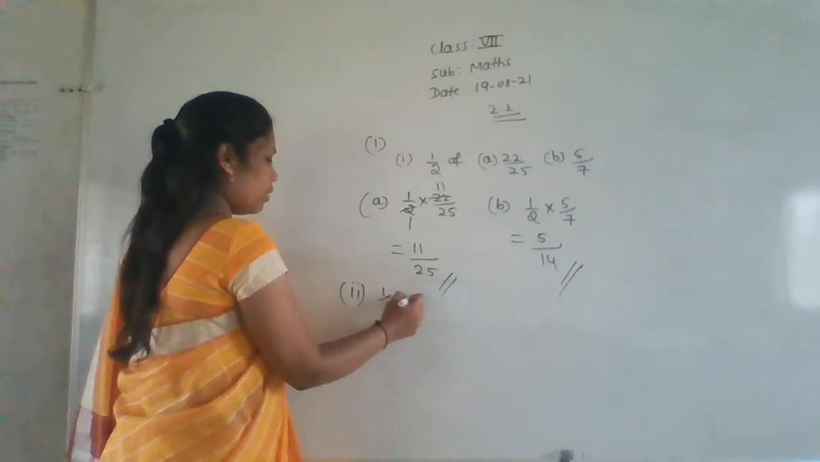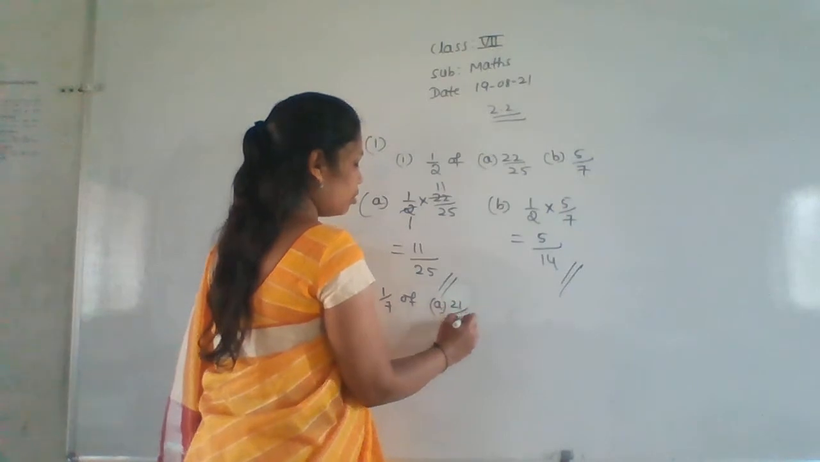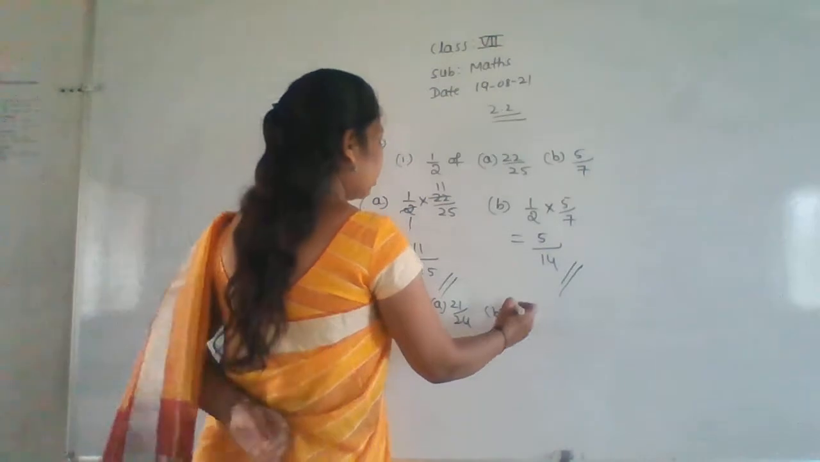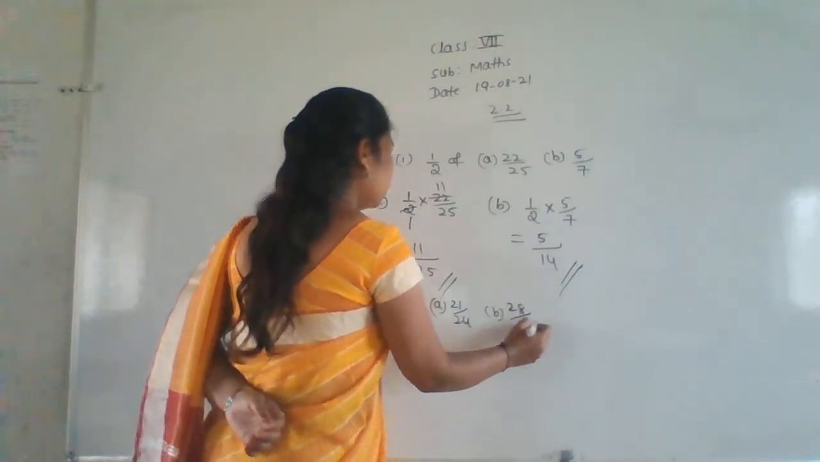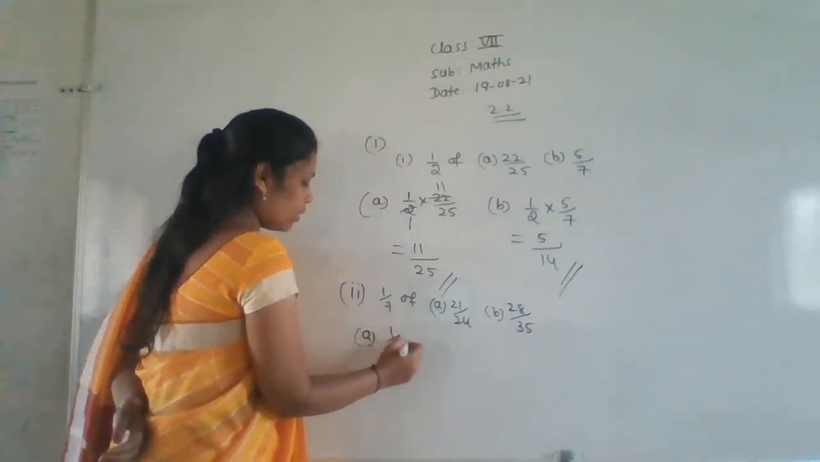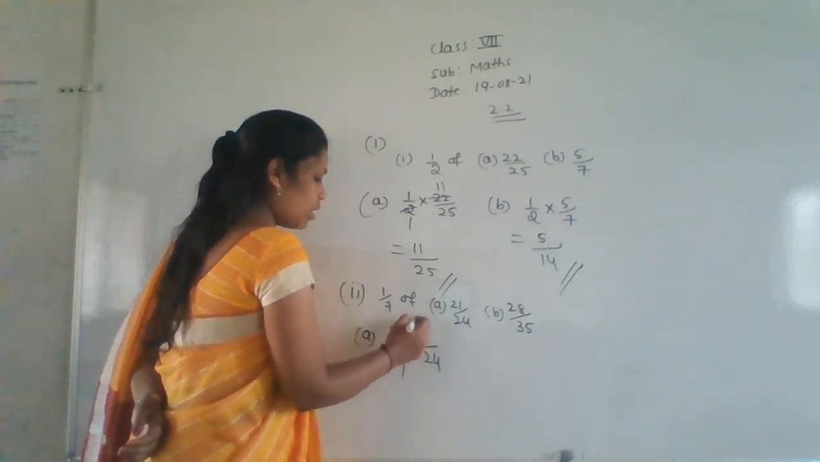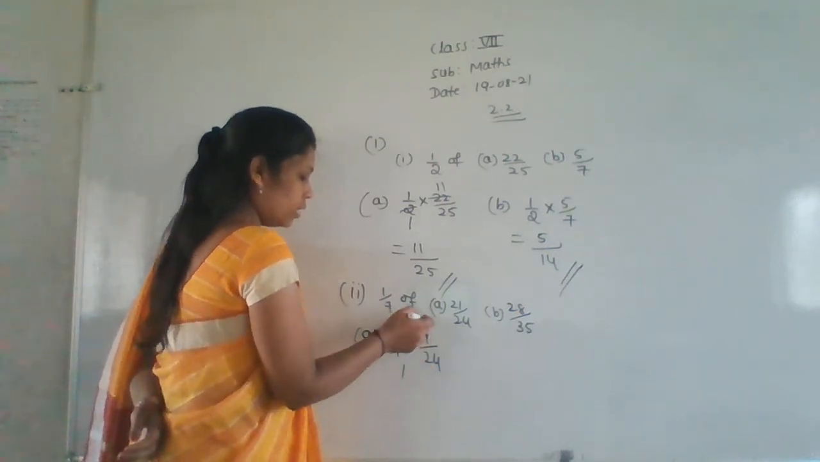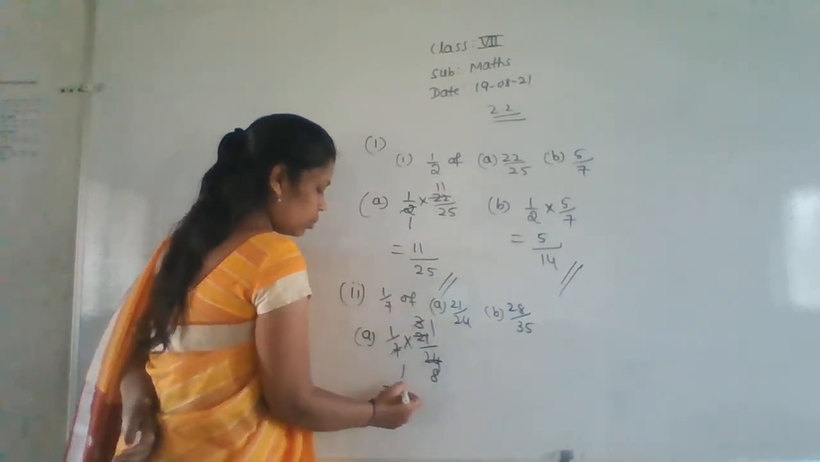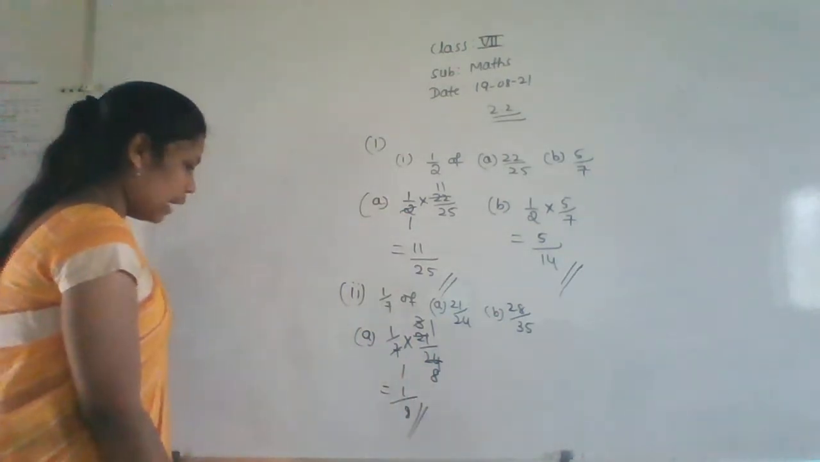The second one is 1 by 7 of A is 21 by 24, and B is 28 by 35. So now also first do the A one. 1 by 7 of means multiplication, 21 by 24. 7 ones are 7, 7 threes are 21. Again see here, 3 ones are 3, 3 eights are 24. So 1 into 1 is 1, 8 into 1 is 8. So the answer is here 1 by 8.